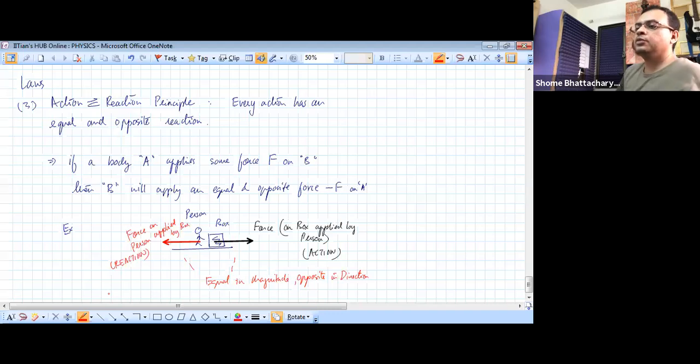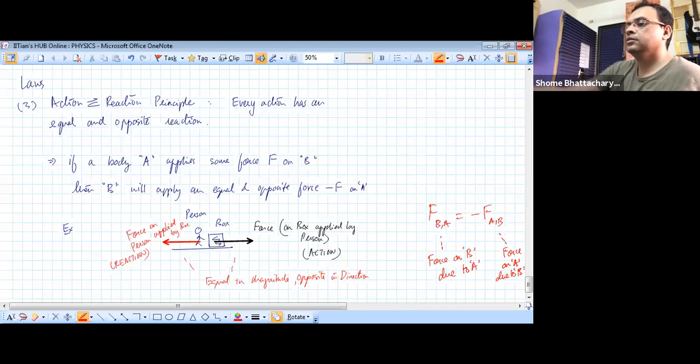Yeah, this is only the formula, that F and minus F. The force applied on B due to A is minus of the force applied on A. So this is the force on B due to A. It's equal and opposite to the force on A due to B, or applied by B.